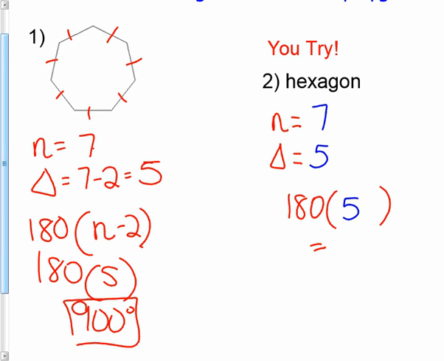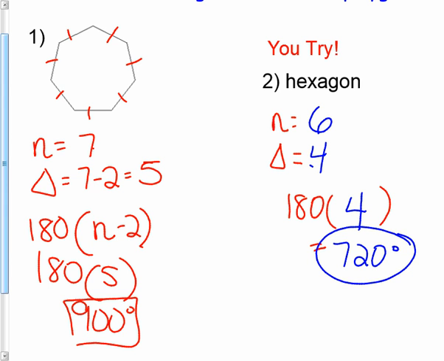Oops, that is wrong. I was copying the previous one. A hexagon has 6 sides. That means 6 minus 2 is 4, so it has 4 triangles in there. 180 times 4 is 720, which is what you should have gotten.